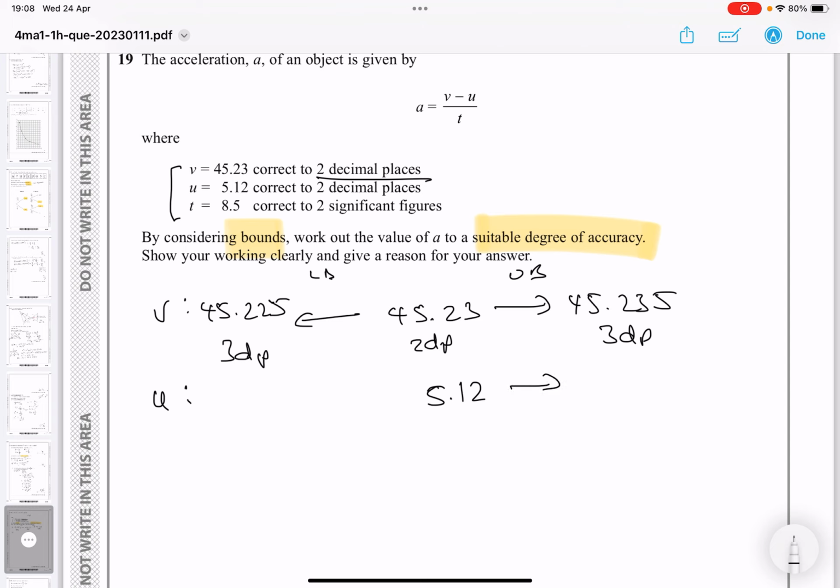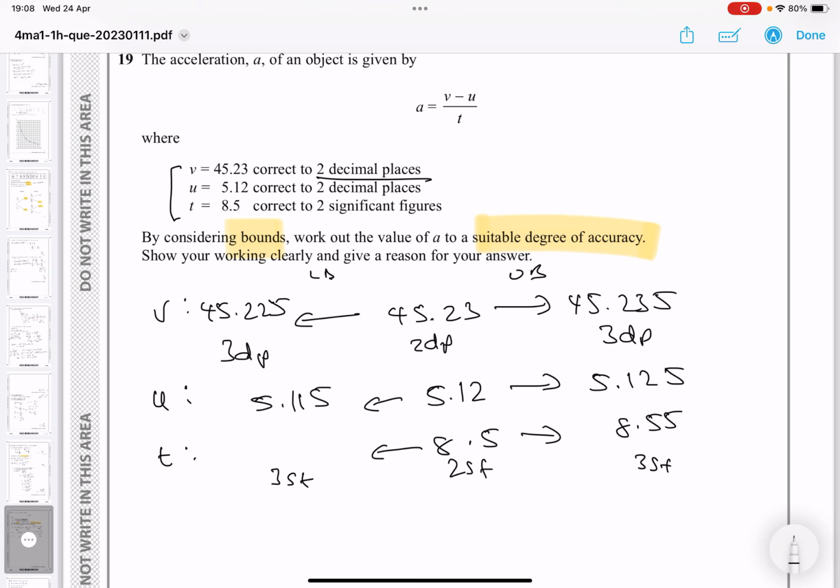Let's do the same for u, 5.12. The upper bound will be 5.125 and the lower bound will be 5.115. Okay, again, it has to be 1 decimal place more. T, 8.5. This is to 2 significant figures, so these answers have to be to 3 significant figures. So the upper bound will be 8.55 and the lower bound will be 8.45.